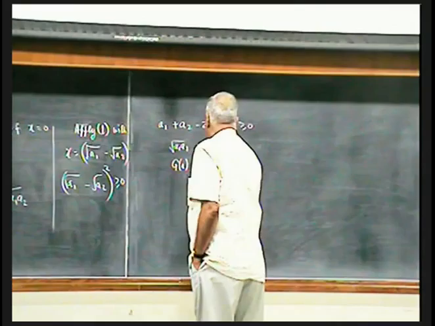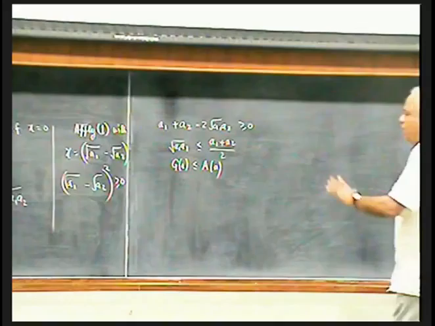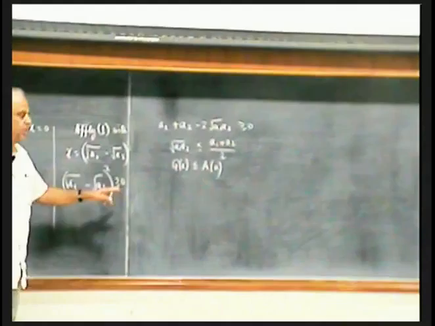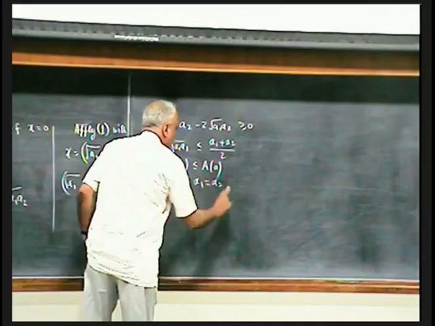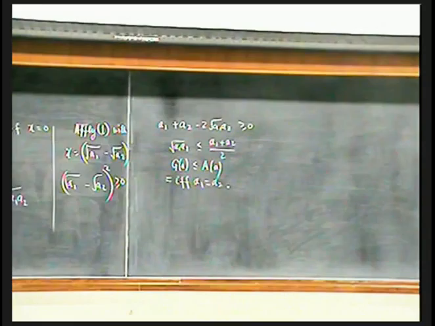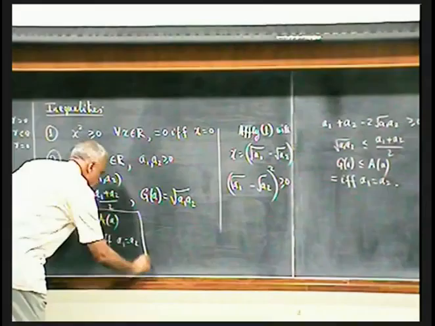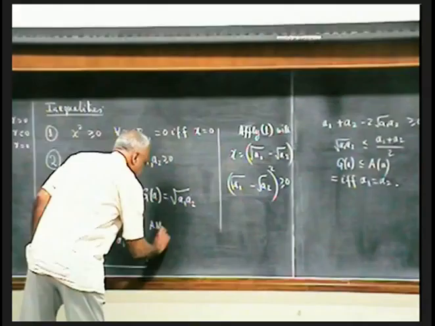Or the geometric mean is less than or equal to the arithmetic mean. For any two non-negative real numbers, the geometric mean is always smaller than or equal to the arithmetic mean. And equality will take place here only when x is 0, that means a1 must be equal to a2. So, equality if and only if a1 equals a2. So, we will just summarize, okay. Then GM is less than or equal to AM, with equality if and only if a1 equals a2. This is our second inequality. This is called the AM-GM inequality, the arithmetic mean, geometric mean inequality.